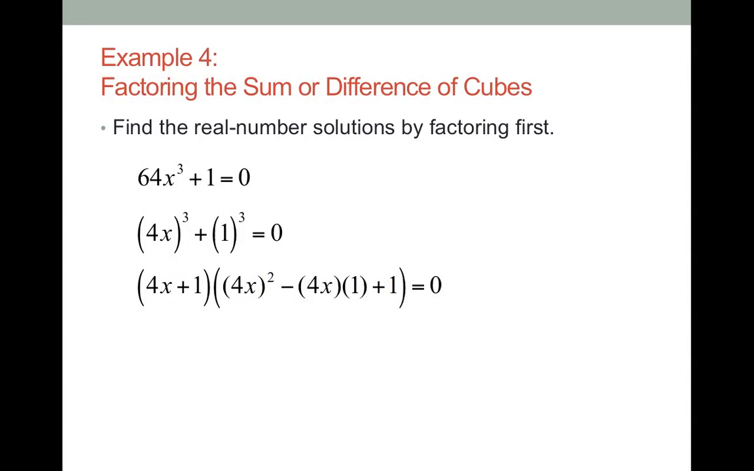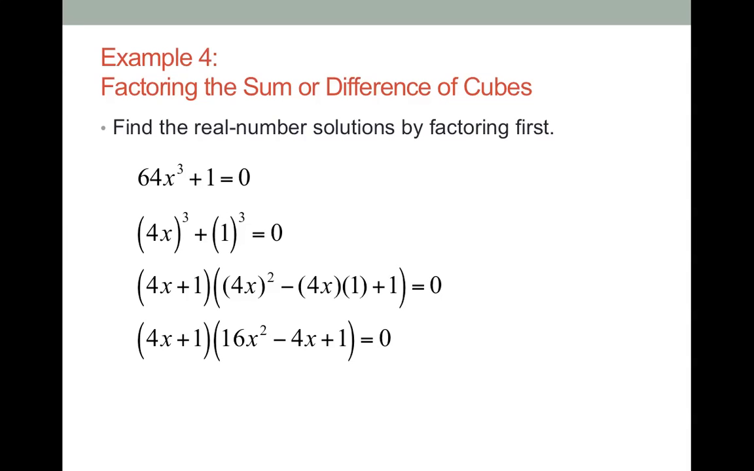So now if we do some simplifying here, we can square our 4x to get 16x squared. We can multiply our 4x times 1 to get our minus 4x, and then again that 1 squared just gives us 1. So we have a linear binomial factor there at the beginning, which will be easy for us to find a solution for. But then we also have this quadratic trinomial factor. And so we need to see if there's any way that we can solve that quadratic.